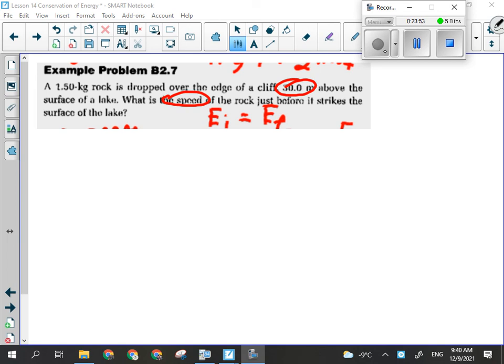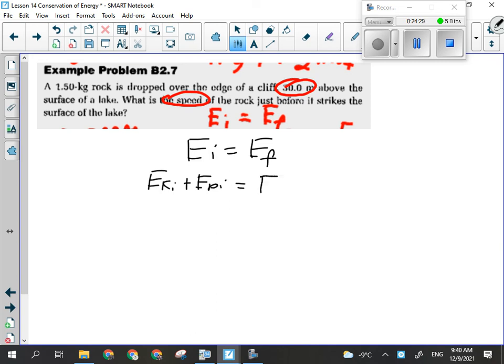So here's how I want to start this out. I want to write down the law of conservation of mechanical energy mathematically. Energy initial equals energy final. Mechanical energy initial equals mechanical energy final. How do we calculate mechanical energy again? That's kinetic plus potential, right. So what we're saying here is that the initial kinetic plus the initial potential equals the final kinetic plus the final potential.